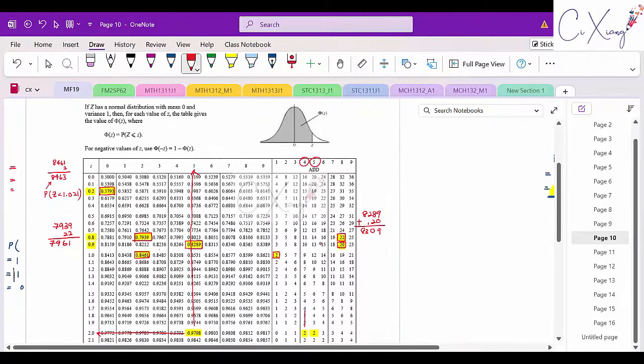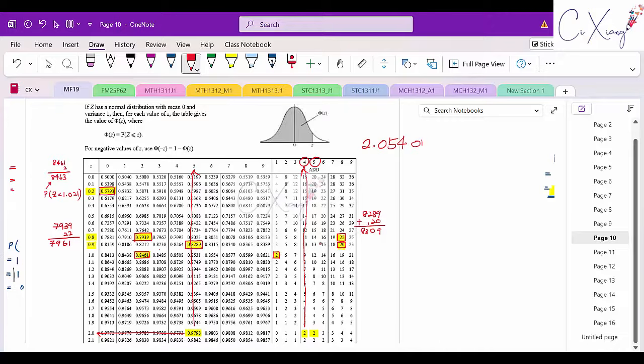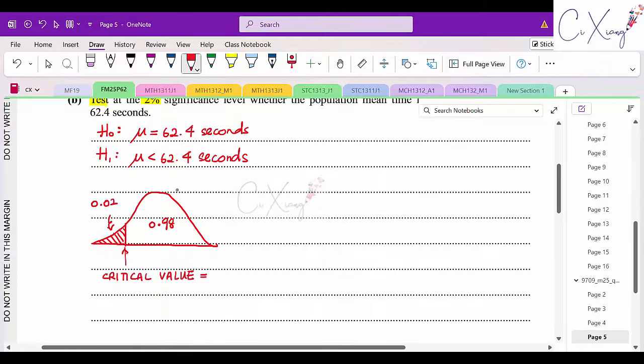Okay, so if you read the value directly here, this is what you can see. So from here you can get 2.054. It is okay also if you use 2.055, because no matter which one you are using, you actually add the 2 at the last digit, correct or not, to make it become 0.98. So these two are the values that are accepted. So let's continue further in our solution here.